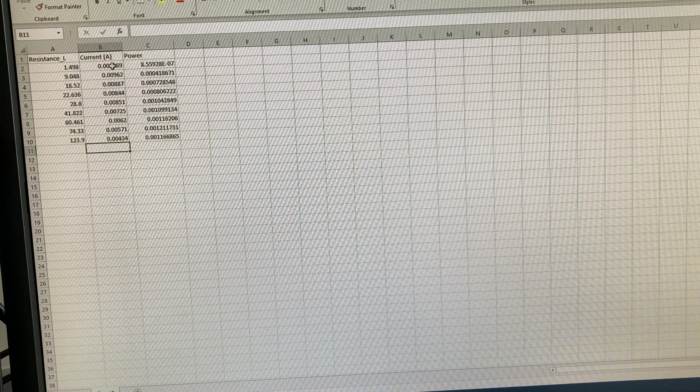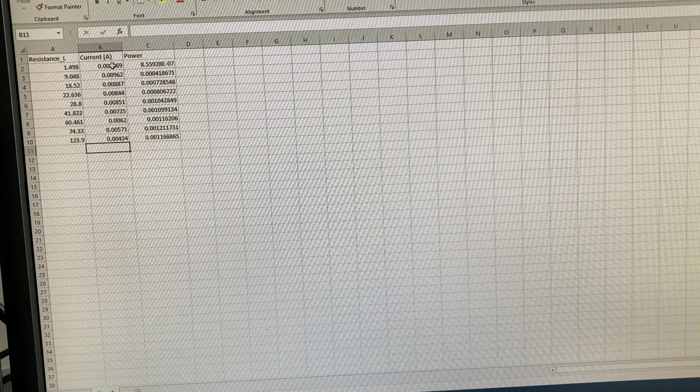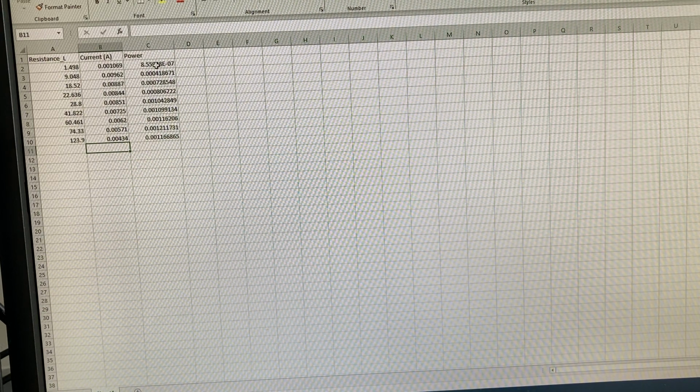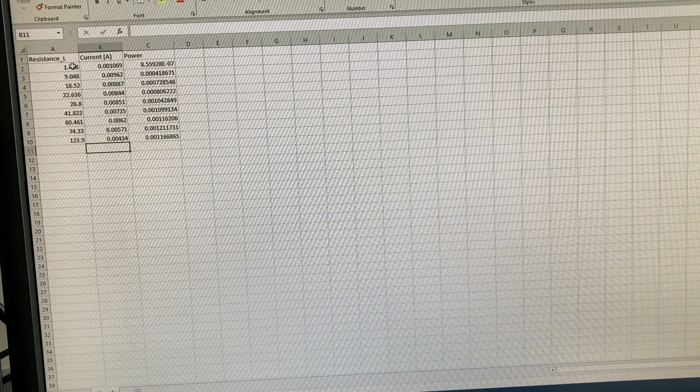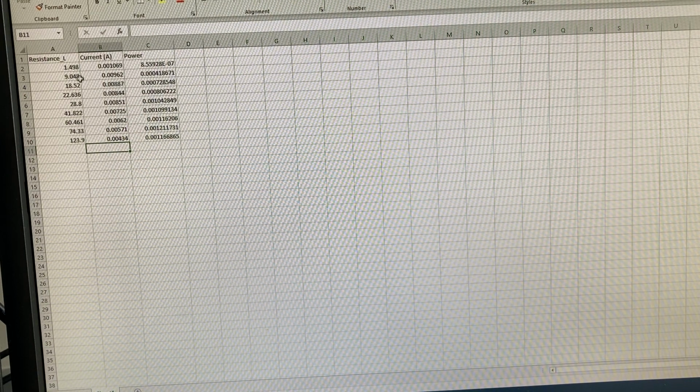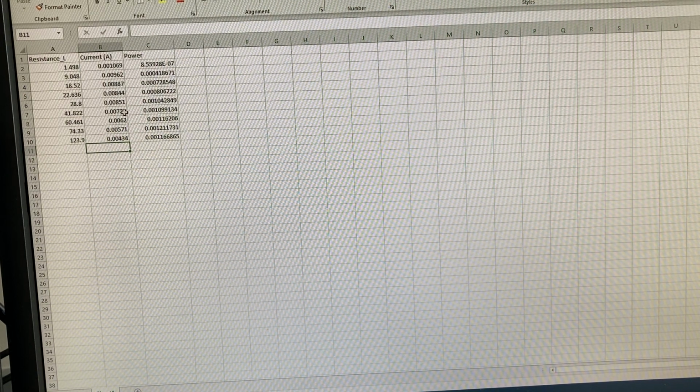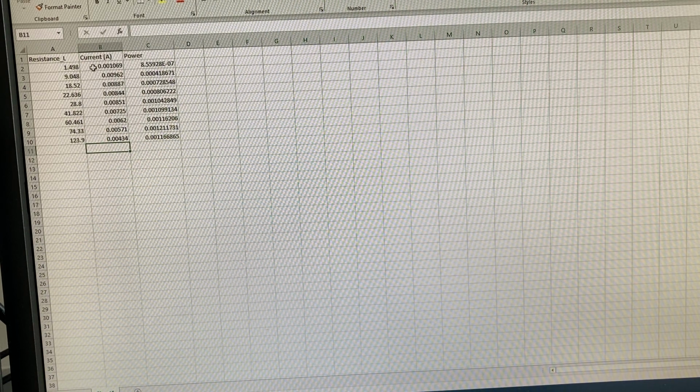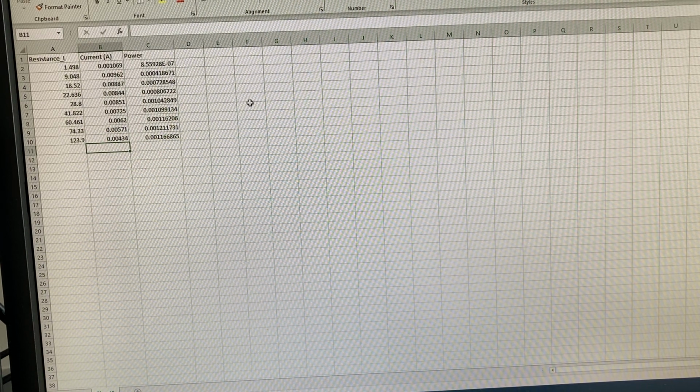That even though it permits a lot of current at this very low value, the power is still very low because that resistance value is very low. So it rises up to some point. Now again, I have a discrepancy here as I did my measurements, so it doesn't correspond to 22, but you should at least be able to see the rise and fall of your power transfer.